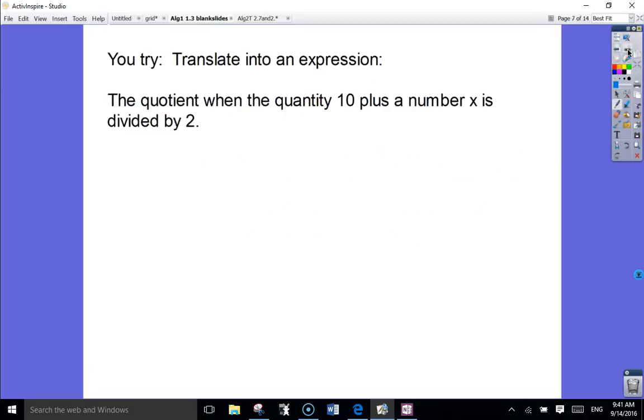Translate that one. The quotient when the quantity 10 plus a number x is divided by 2. Like that. Right, the quotient, so overall it's a quotient, right? So we could draw our fraction bar, and we put 10 plus a number x in the numerator and 2 in the denominator.